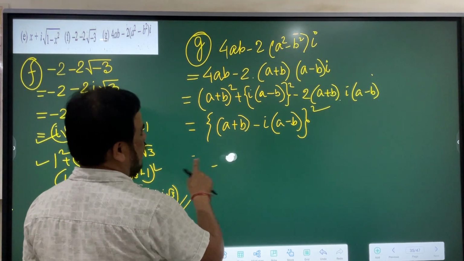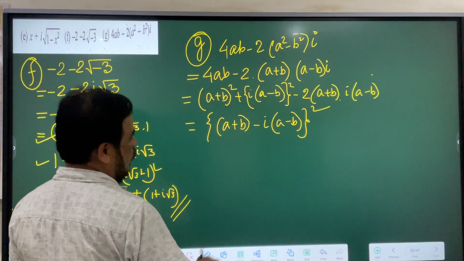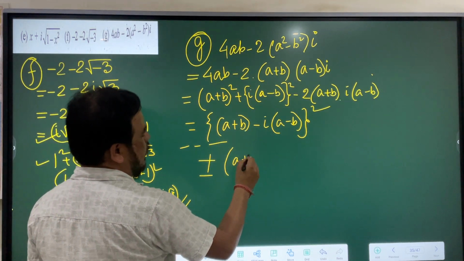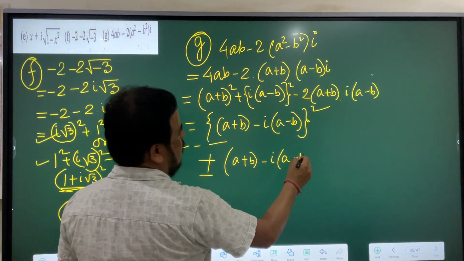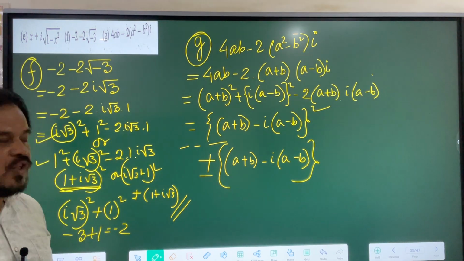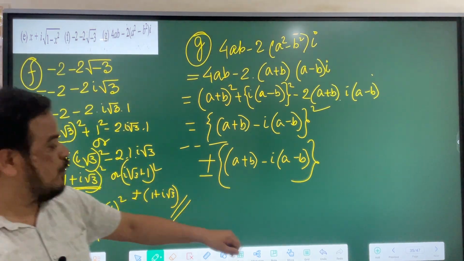Once we have got a whole square, we can write plus minus the required square root. A plus b minus a minus b, this is the answer. The square root cancels. Number 10 is finished.